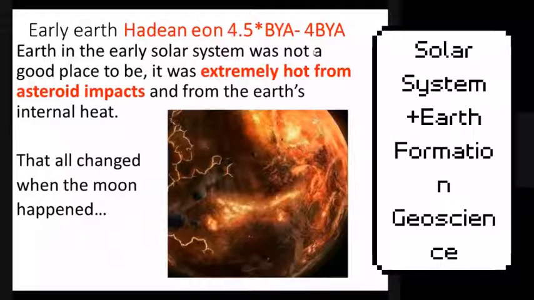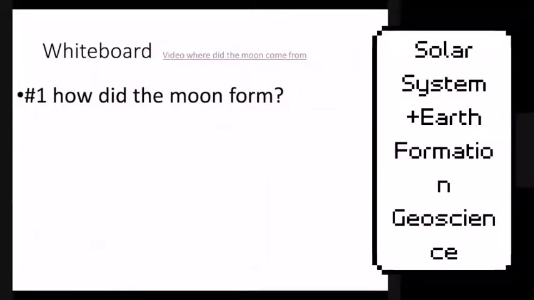And during this time period, basically Earth was just molten, extremely hot, metals sinking to the core, Earth's crust cooling, becoming a little bit colder, becoming solid. But then during this eon, something happened to the Earth, and it was the moon.